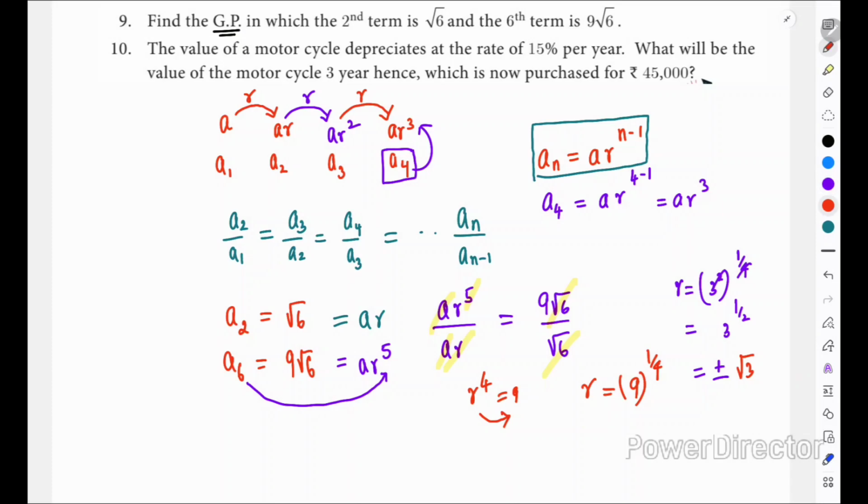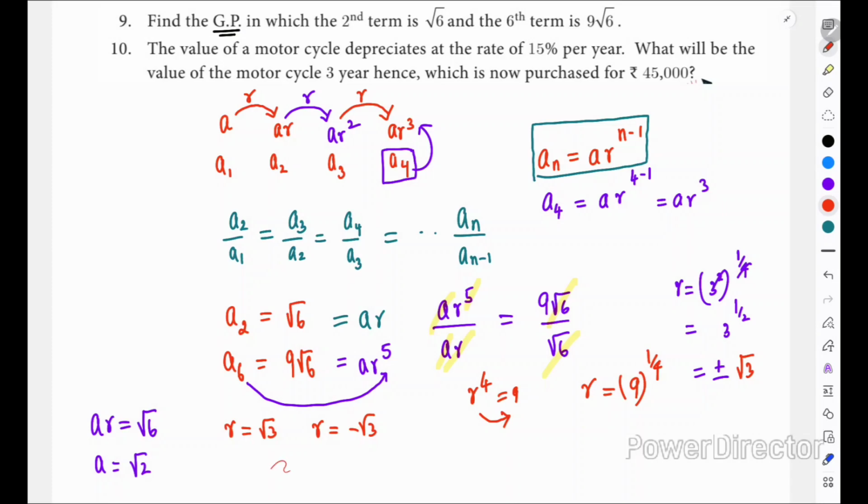Now what they asked in the question is to find the GP. So I can write R is equal to root 3, or R is equal to minus root 3. With these two, let me form the GP and we'll check. So what would be the first term? I have found out only R. AR is nothing but root 6, and now I know R is root 3, so A is nothing but root 2. So this is one case.